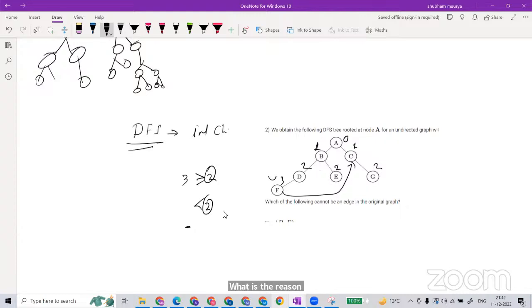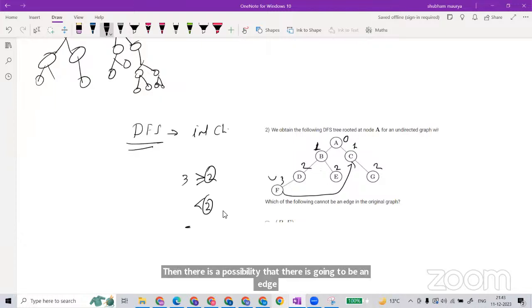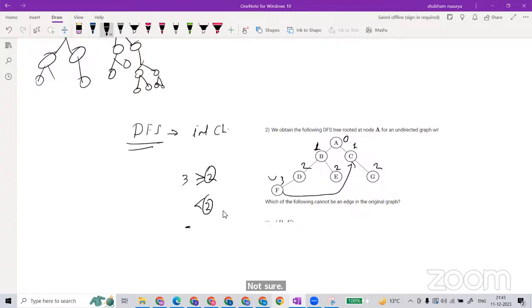Sir, if the level is same, then it may be possible there is an edge. Yeah, if the level is same or level difference is 1 also, then there is a possibility that could be an edge. Then if there is an edge between D and E, then what is the need to come back and go, sorry, for E?